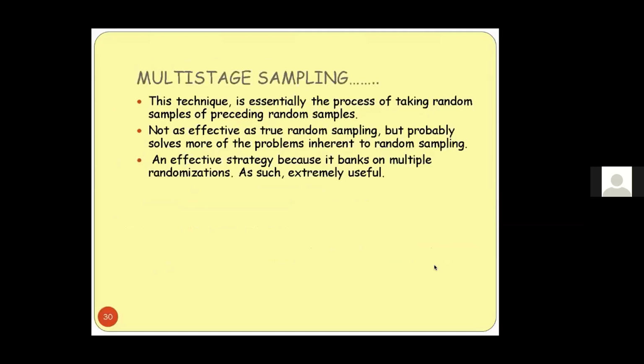Multi-stage sampling. This technique is essentially the process of taking random samples of preceding random samples. Multi-stage sampling is used frequently when a complete list of all members of the population does not exist or is not appropriate. Moreover, by avoiding the use of all sample units in a selected cluster, multi-stage sampling avoids the large and perhaps unnecessary cost associated with traditional cluster samples.